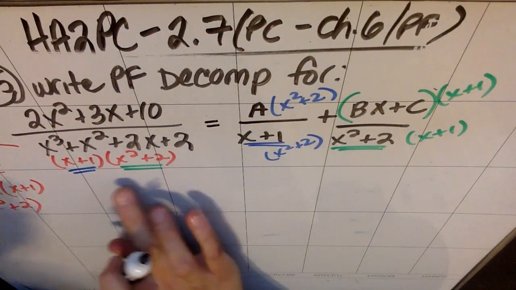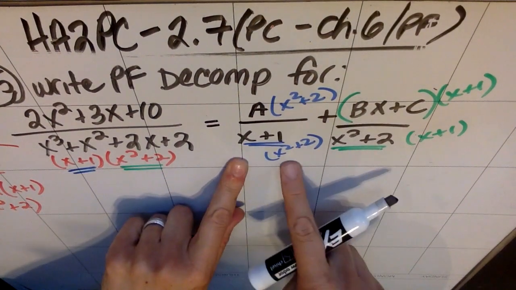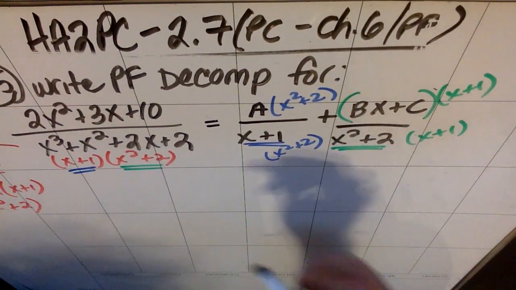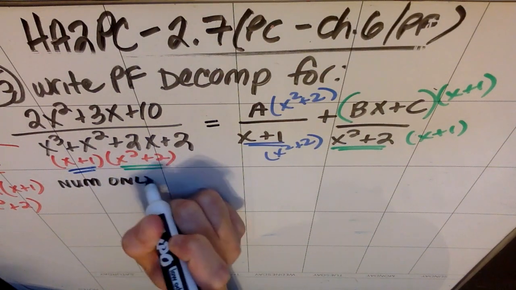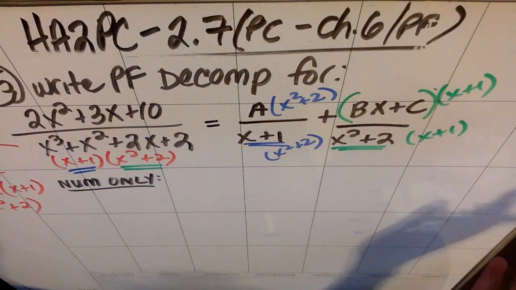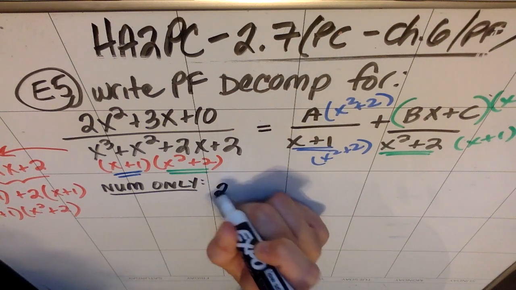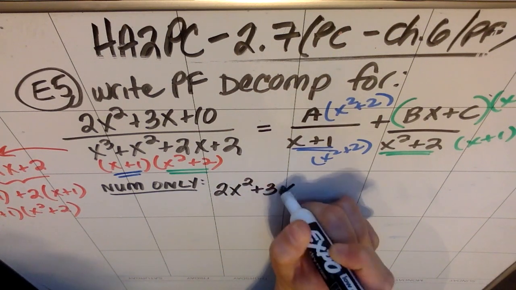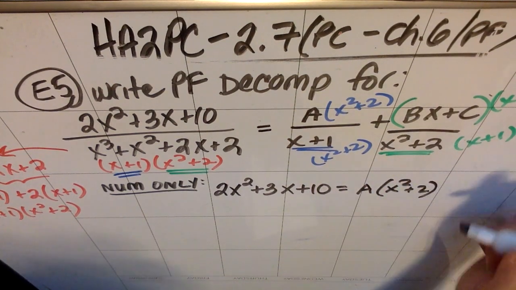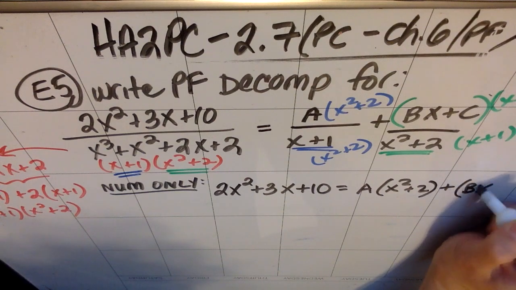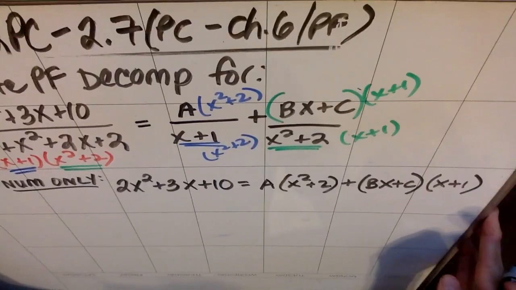What that means is now everybody has the same denominator: x plus 1 times x squared plus 2, x plus 1 times x squared plus 2, x plus 1 times x squared plus 2, although in the reverse order. So now I essentially only need to worry about my numerators. We've talked in other videos about how, if it makes you feel more comfortable to pretend you're multiplying the entire fraction by that denominator, that's great. So 2x squared plus 3x plus 10 equals A times the quantity x squared plus 2, plus, in parentheses, Bx plus C times, in parentheses, the x plus 1. Now, that's my whole equation.